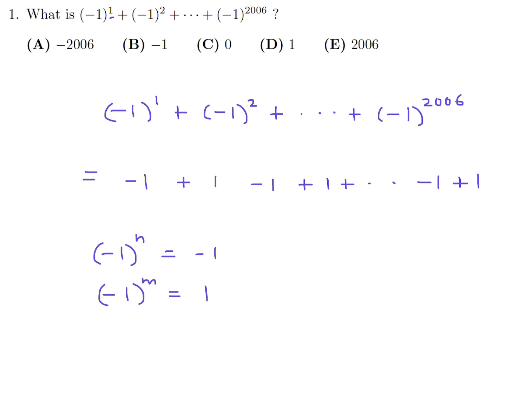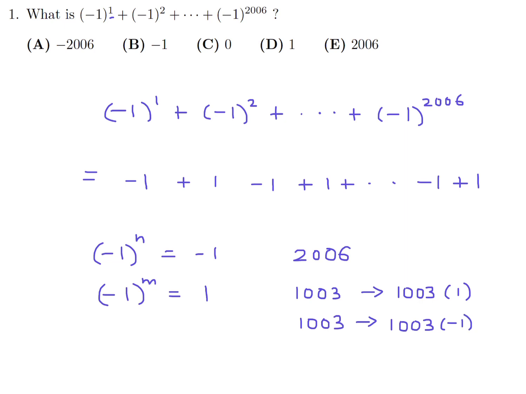So in this case, you've got 2006 as the total number of powers, and half of them, 1003, are even, so all of those give 1003 times 1 as a sum, and the other half, the other 1003 exponents, give 1003 times negative 1 as a sum. And if you add these, it's 0. So regardless of the way you look at it, the sum is going to be 0 for number 1. And therefore the answer is C.